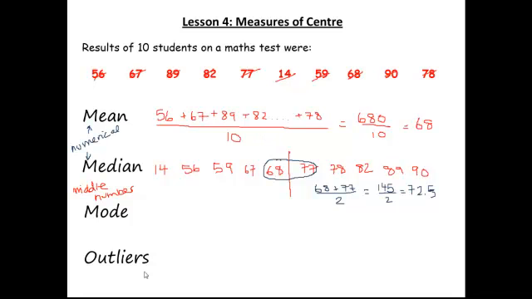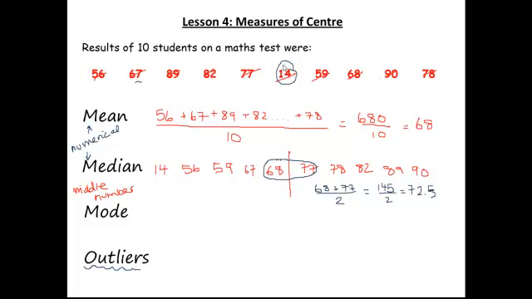Now, one thing that we have to consider are outliers. Outliers are values that are either significantly higher or lower than most of our data. So take a look at the math scores. Are there any outliers in there, do you think? Are there any that are much higher or much lower than the rest? If you look at this one here, 14, to me that's an outlier. The rest of the class has got 56 or above, but one person has got 14.